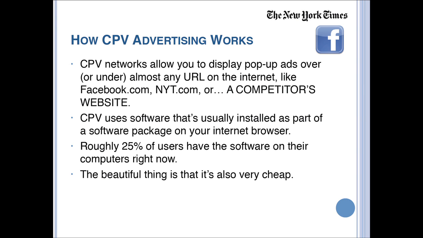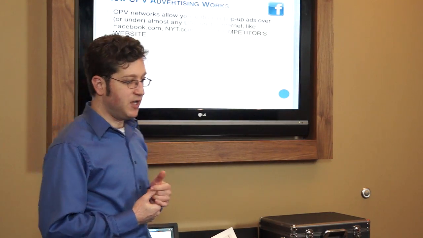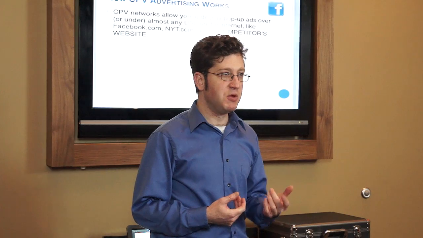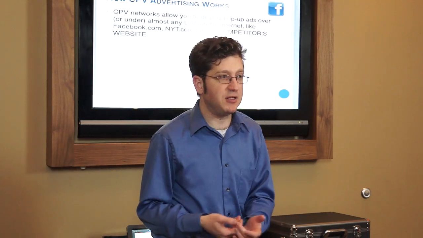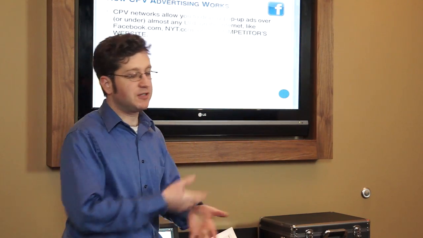Okay, so how it works is there are cost per view networks that allow you to have ads on almost any website on the internet. So I can go into a cost per view network, and we're going to show you the two that we use, and say, I want to put an ad on the New York Times, NewYorkTimes.com, which if I went to the New York Times would cost me millions of dollars. But a cost per view network, they have sold that space, and I can get my ad up there.